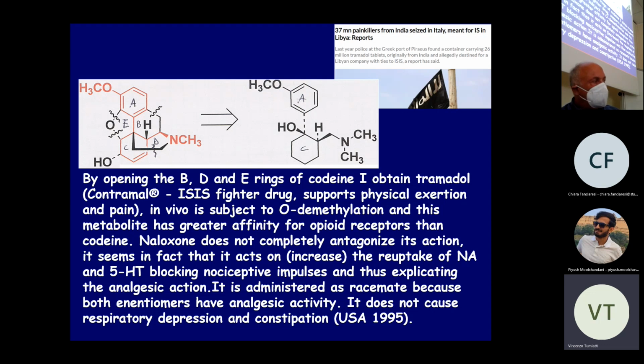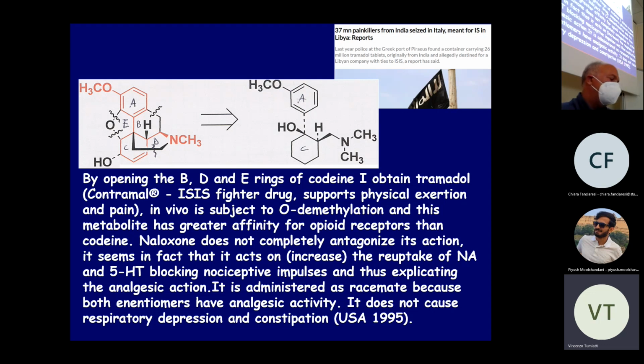It is a very potent painkiller, but this compound is synthesized in big quantities by ISIS and used by ISIS fighters. The same use of heroin during the First World War. No pain, no fear. It is very potent.